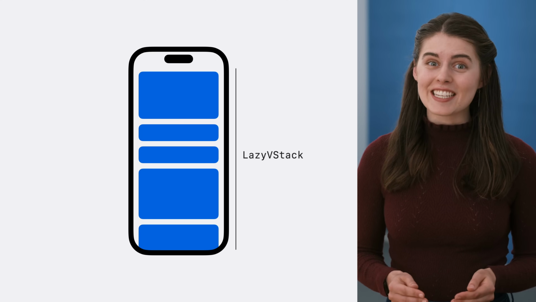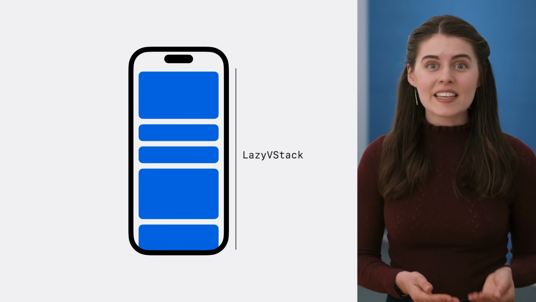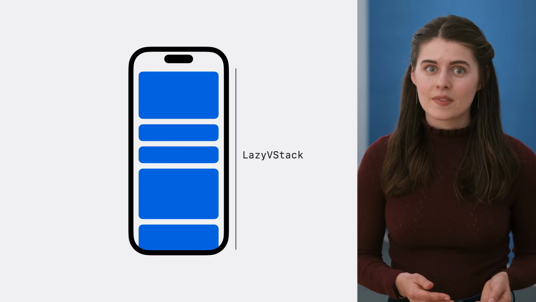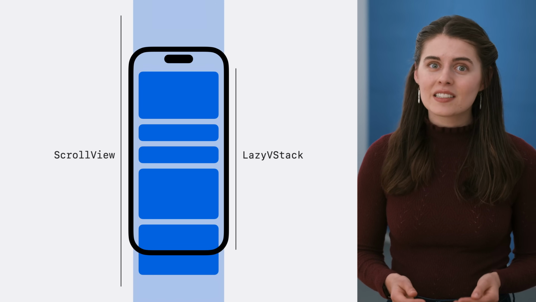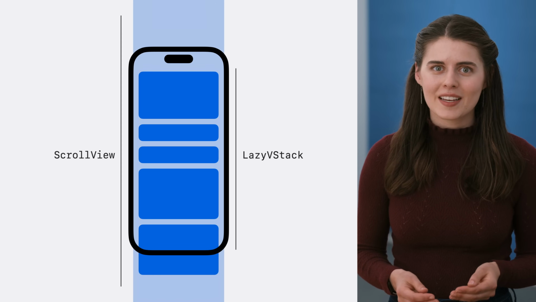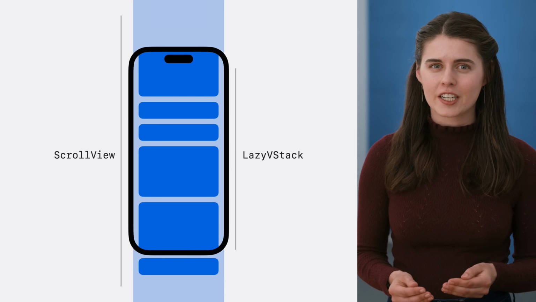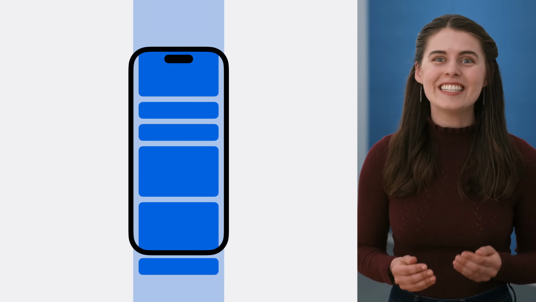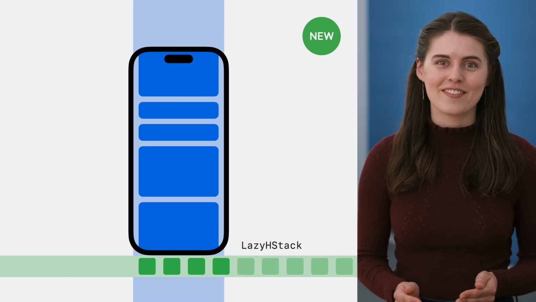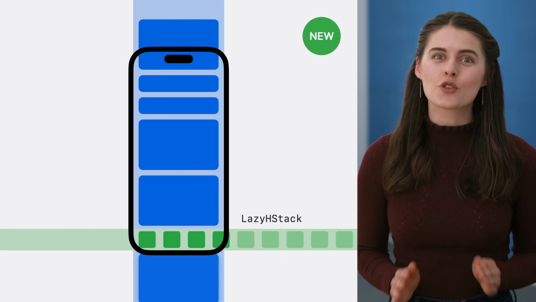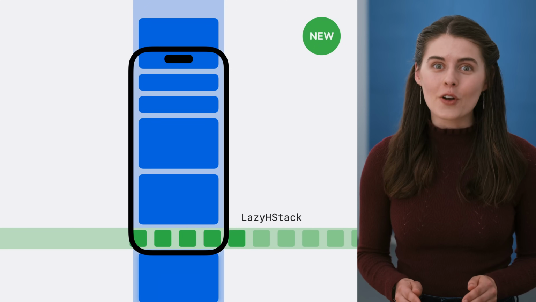When you put lazy stacks, like the lazy V stack in this diagram, inside scroll views, SwiftUI delays loading the contained views until they're about to appear. Now, nested scroll views with lazy stacks get this same behavior. This is great for building views like photo carousels.